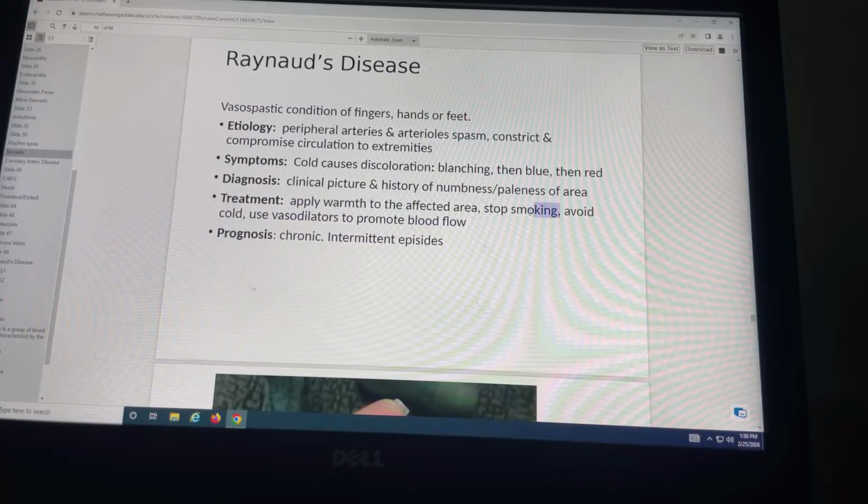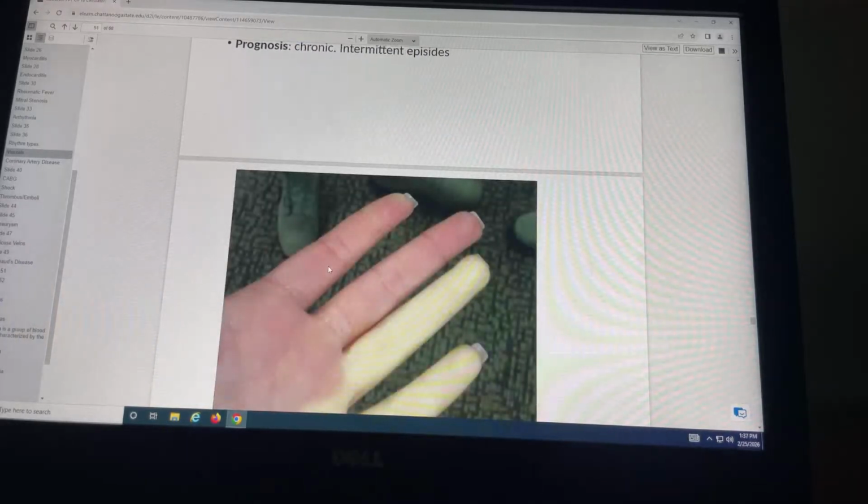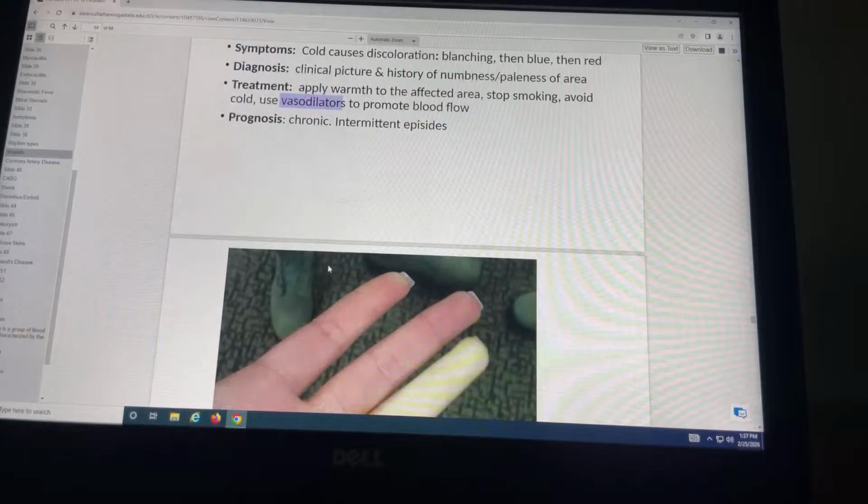Smoking is a big one as well. People that smoke tend to have worse Raynaud's, again, because the nicotine makes those vessels harder, right? So they're going to be naturally more narrow. Avoiding cold when possible, and then vasodilators. When you're having an attack like this, you can take a vasodilator and it will help force those vessels to open back up again instead of constricting.